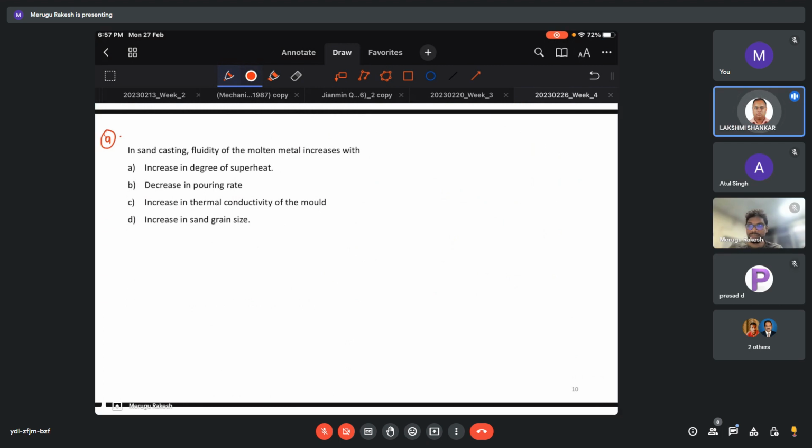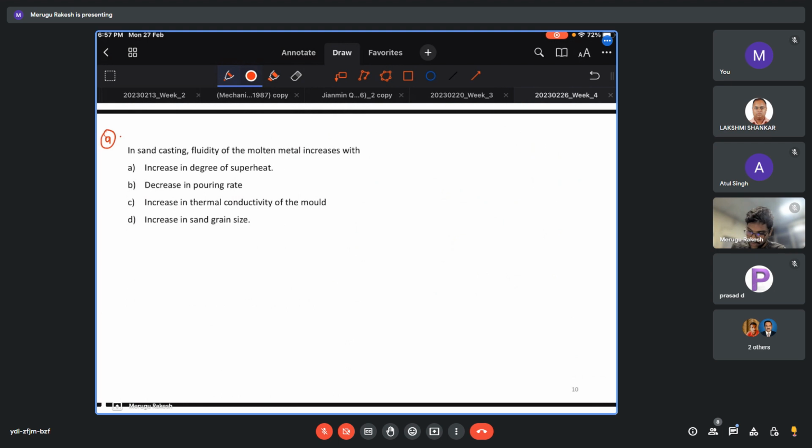Sir, by increasing the degree of superheat, we can increase the fluidity. Yeah, that is the correct option. By increasing the superheat, we can easily get the fluidity increased. A decrease in pouring weight is the wrong option. An increase in thermal conductivity is also wrong, and an increase in the sand grain size is also wrong. So the correct option is an increase in the degree of superheat.